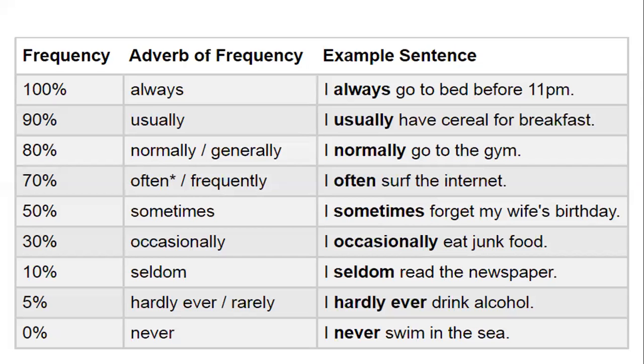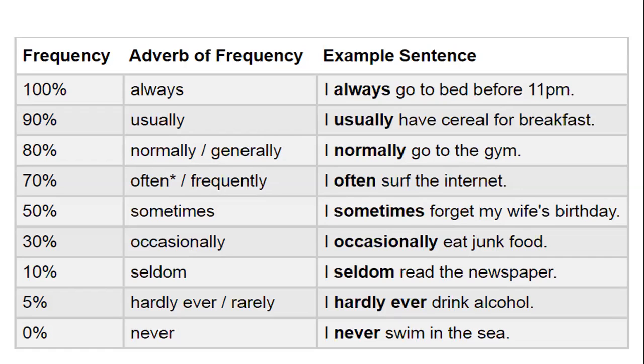Let's see, again, the last example. The frequency 100% always. I always go to bed before 11 p.m. 90% usually. I usually have cereal for breakfast. 80% normally or generally. I normally go to the gym. 70% often or frequently. I often surf the internet. 50% sometimes. I sometimes forget my wife's birthday. 30% occasionally. I occasionally eat junk food. 10% seldom. I seldom read newspapers. 5% hardly ever. I hardly ever drink alcohol. 0% never. I never swim in the sea.